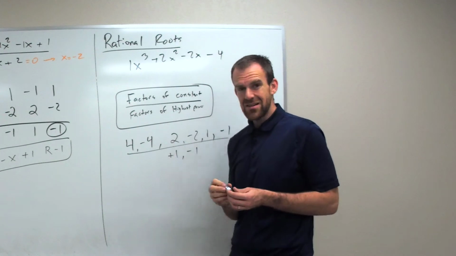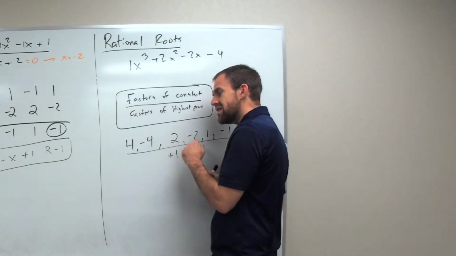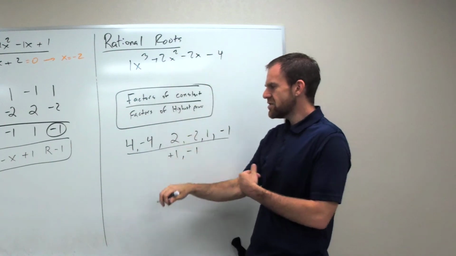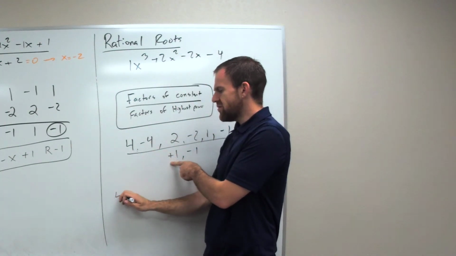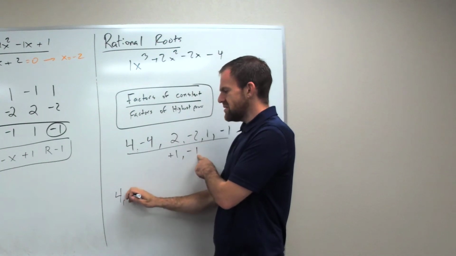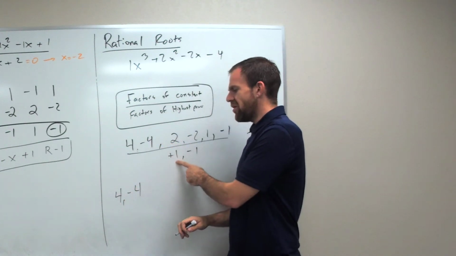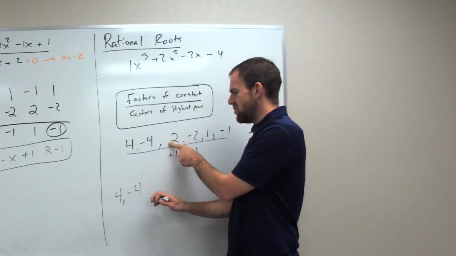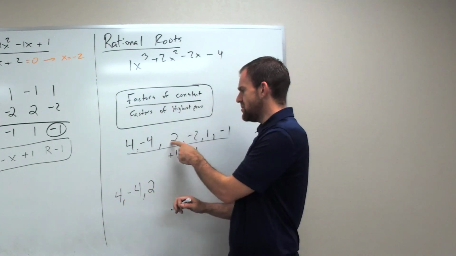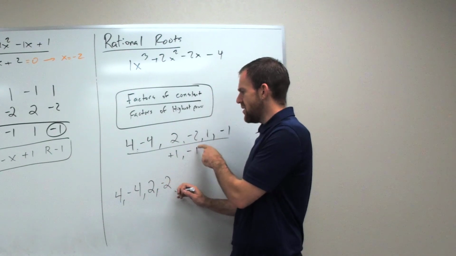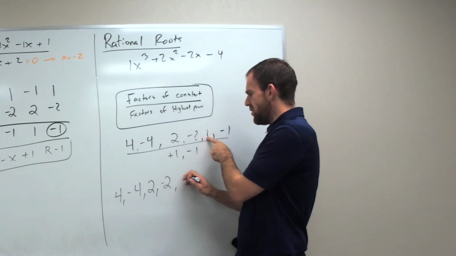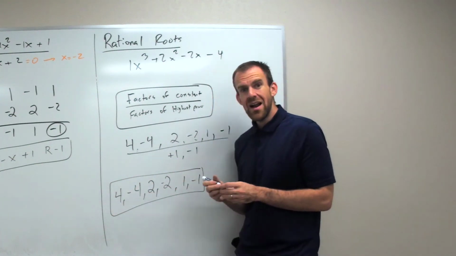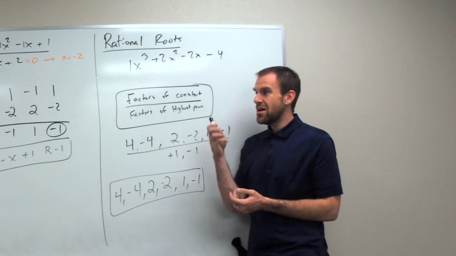Now here's where it gets ugly. You're going to have to divide every one of these combinations. So the possible rational roots of this function are 4 divided by 1, which is 4. 4 divided by negative 1, which is negative 4. Negative 4 divided by 1, which is negative 4. Negative 4 divided by negative 1, which is 4. 2 divided by 1, which is 2. 2 divided by negative 1, which is negative 2. These are already covered. And then 1 and negative 1. So these are the possible, not even guaranteed, zeros of this function.